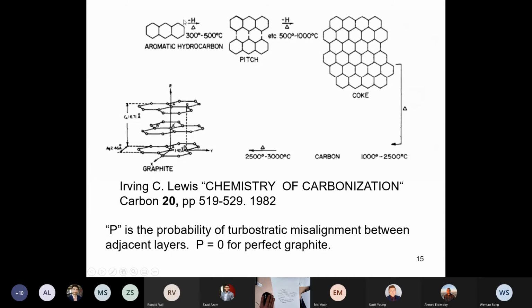So that tar, that asphalt, is comprised of a lot of aromatic hydrocarbons. And as you heat them to the temperature range around 300 to 500 degrees C, what happens is aromatic rings start fusing, and there's loss of hydrogen as more and more of these rings join together.